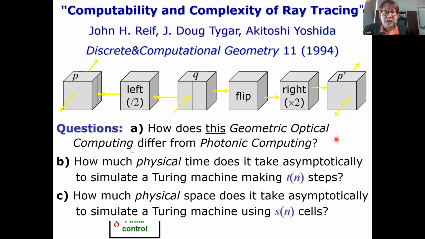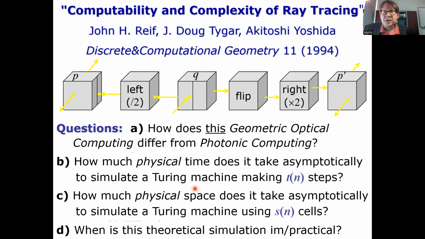Imagine a Turing machine using a linear number of n cells, or quadratic number of cells, or cubic number of cells, n to the cube, or an exponential number of cells. When simulating such a machine, naturally it takes more and more memory, right? N squared and n cubed. And how does the physical space, the size of this optical computer, depend on that? Do we need larger physical computers, and in what sense?